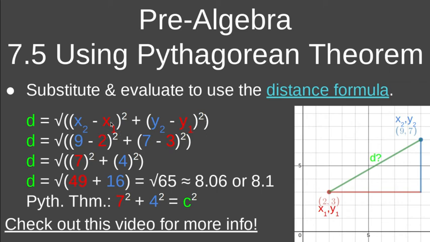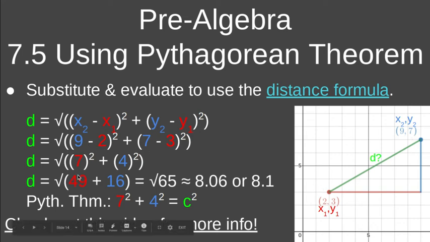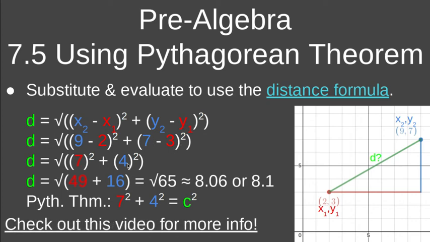Please excuse my dear Aunt Sally, or Aunt Sue, or whoever your aunt is. Subtracting the x's, 9 minus 2 is going to give me 7 squared. Subtracting the y's, 7 minus 3 is going to give me 4 squared. 7 squared, 7 times 7, 49. 4 times 4, 16.